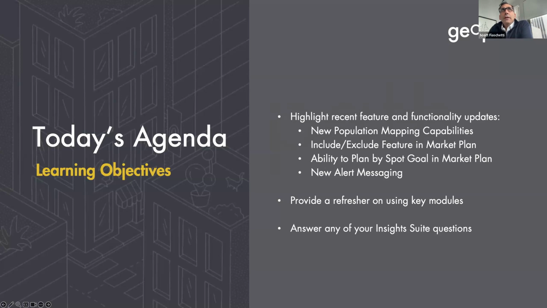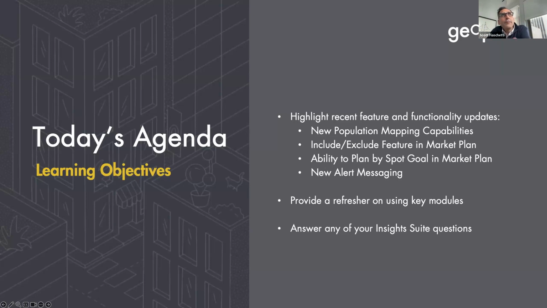There have been a number of recent feature and functionality updates. In particular, some refreshed and new functionality in the population mapping area of the tool, the population library. This is actually one of my favorite parts of the tool. I really like using this part, so I'm excited about some of the changes that occurred there. In Market Plan, there are some new features and some new messaging, in terms of the ability to include and exclude inventory, and some ability to plan by spot goals, which is another great feature that we're excited about as well.